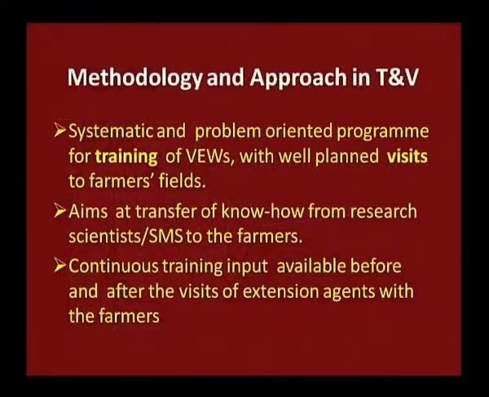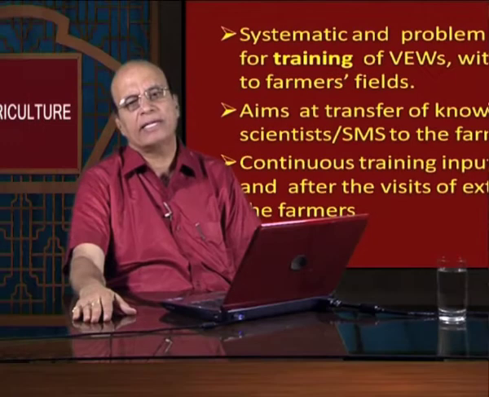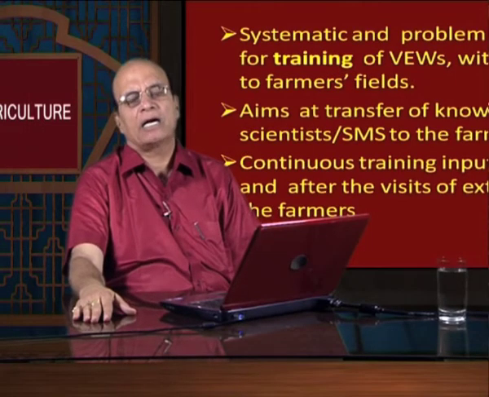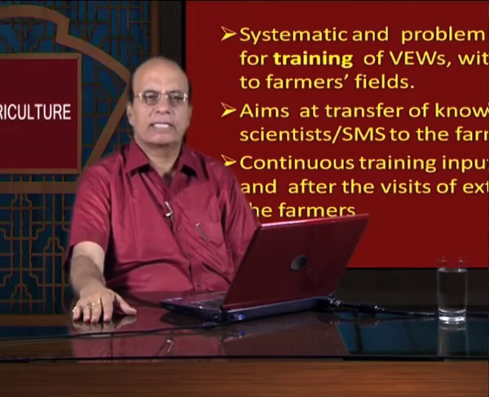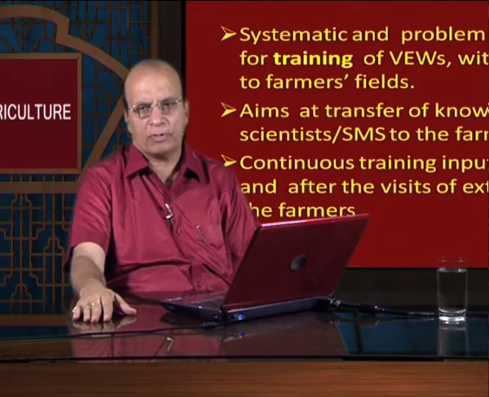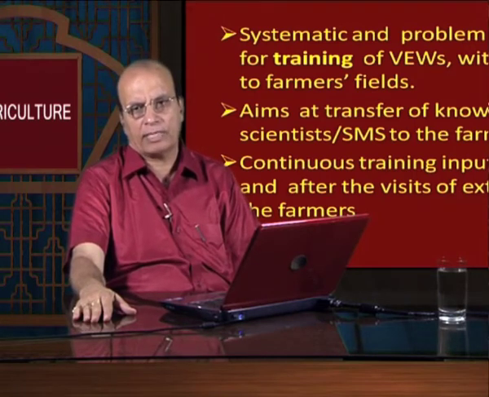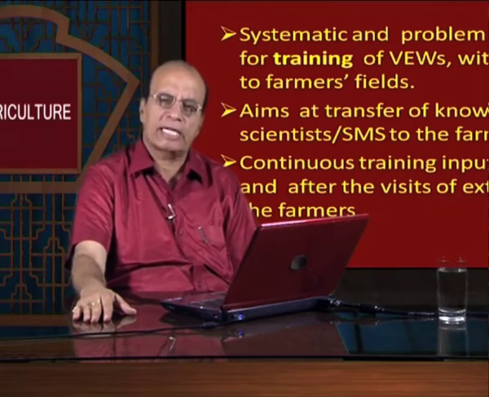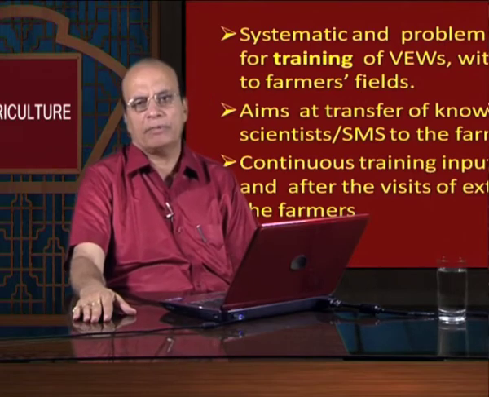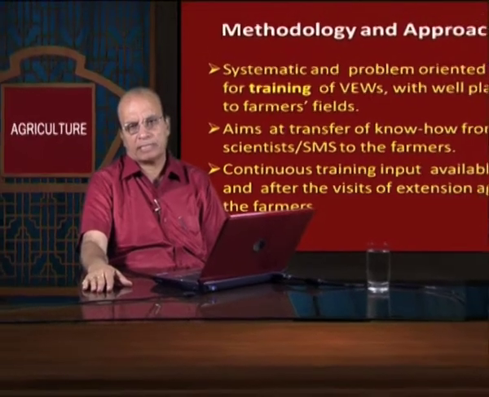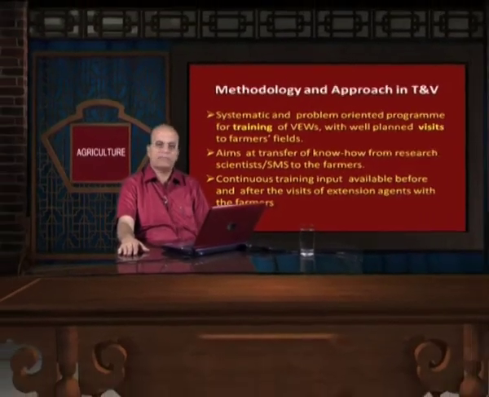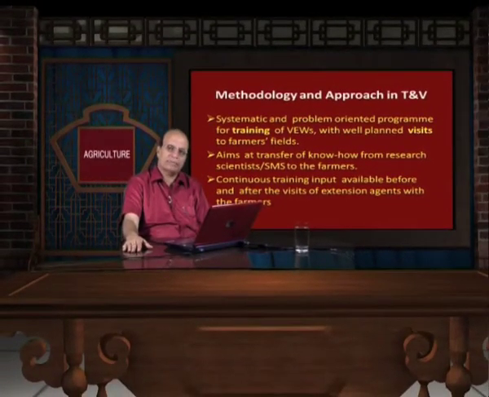Continuous training input is available before and after the visit of the extension agent with the farmers. We already discussed that fortnightly trainings are organized at cluster level. Every district has 3 to 4 clusters depending upon the area of a particular district. In a particular cluster headquarter, the training program is implemented through the subject matter specialists. There are 3 subject matter specialists in each and every cluster. If the need arises, they can invite some expert also.